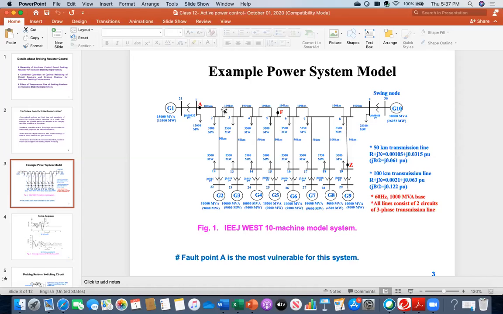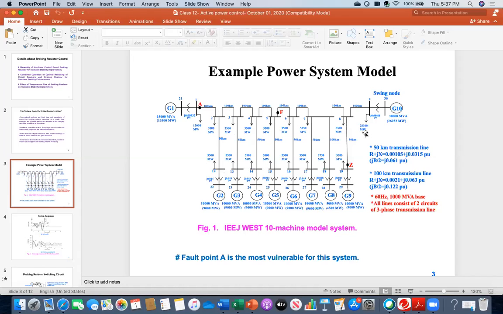Although it looks like just a small line, from this point to this point is 100 kilometers. From this point to this point, 100 kilometers. From here to here, I think that is 50 kilometers, the connection point of this generator and this bus.